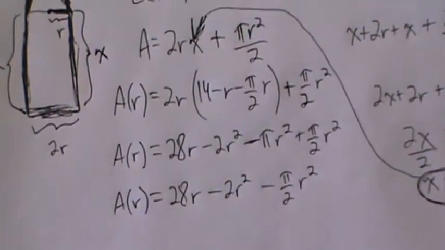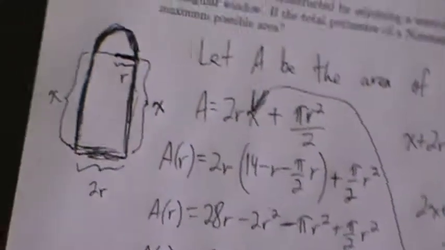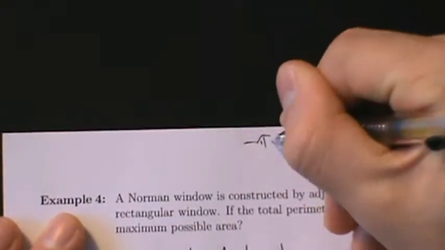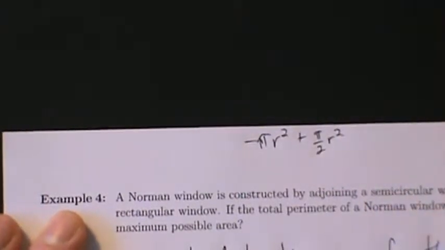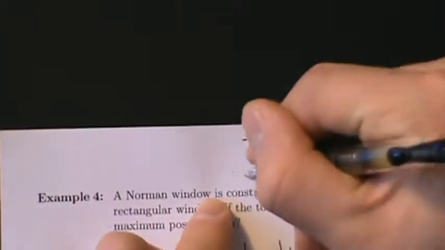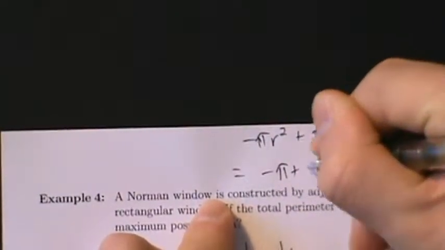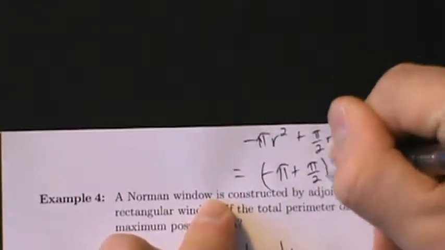Okay? So if you're not sure about that, let's come up here real quick. So minus pi r squared plus pi over 2 r squared. Okay, this is what we want to simplify here. So there's a common factor of r squared we can pull out, so let's go ahead and do that. So this equals minus pi plus pi over 2. Okay, that quantity times r squared, right? So we just factored out the r squared here.